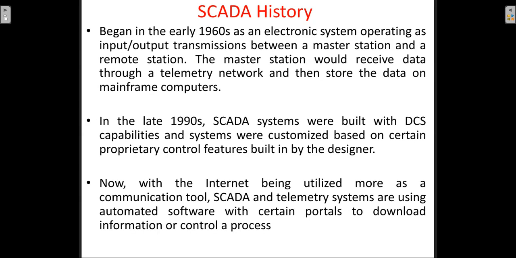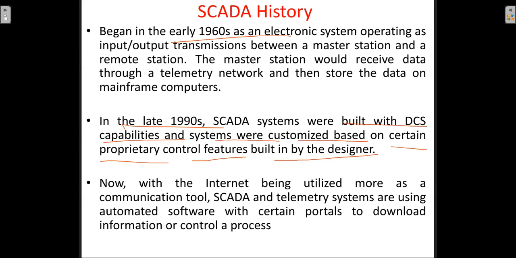And moving ahead, anyway, this we will not take. This is the 60s. In the late 90s, the SCADA systems were built with the DCS capabilities, and systems were customized based on certain proprietary control features built in the designer, right? So additional features started getting developed into these systems, ultimately aiming at better control, flexibility in the control, or even the reliability in the overall operation, right from acquiring the data, then supervision, and finally the control, right?